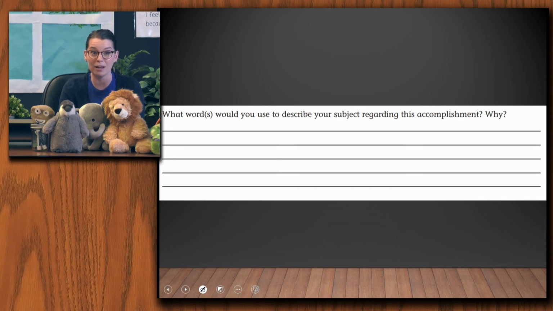I benefit from that. Or have they changed laws that benefit you as a person, like Elizabeth Cady Stanton started the movement for women's rights, being able to vote? I benefit from that because I can vote now. So think about what are those personal connections that you have with your subject and include them in this part of the document.